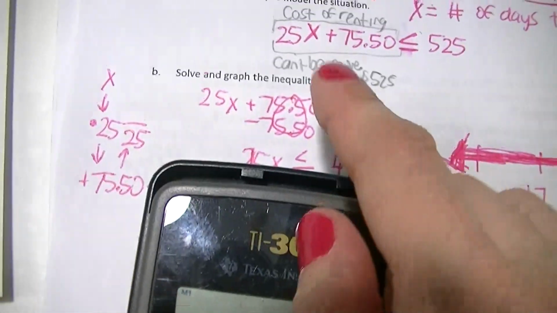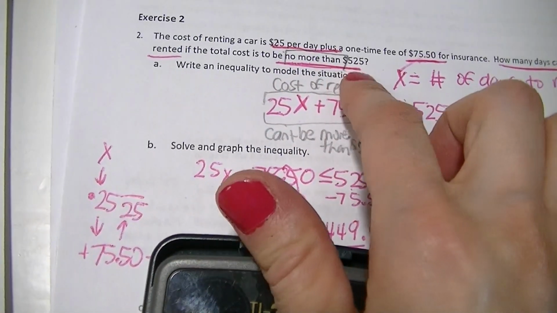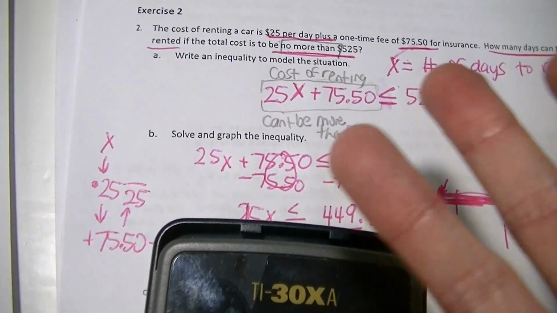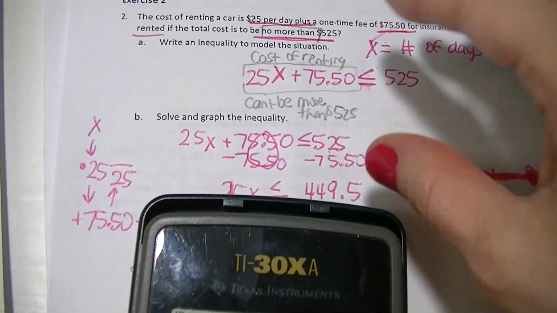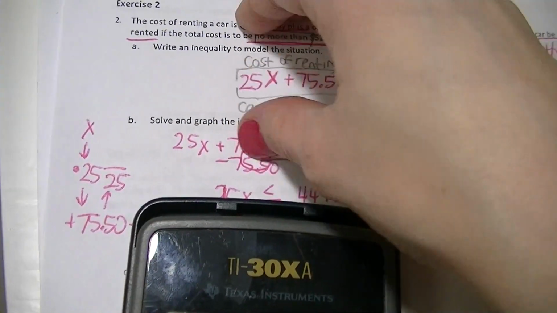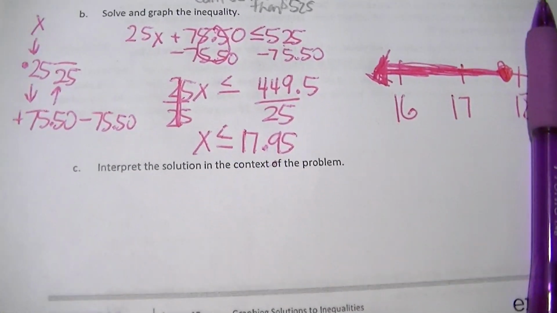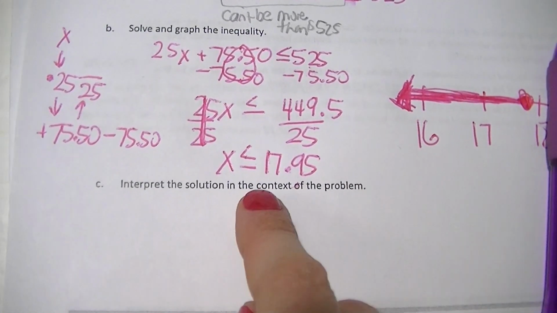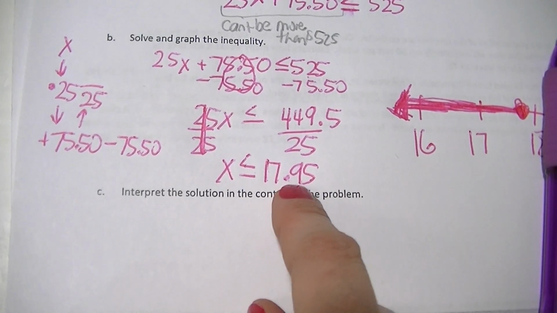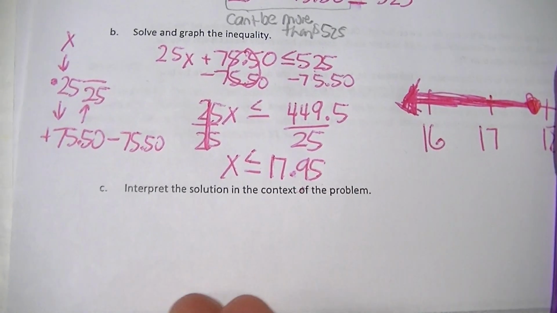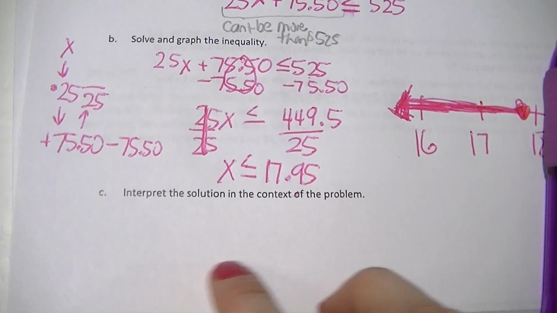And you know, it says specifically no more than $525. Now I know in the real world you might be like, oh, that's no big deal. But you got to stick to the context of the story and obey what they say, basically, okay? So rounding to 18 is a no-go. So since you can't rent a car for 17.95 of a day, how many days would you say that we can rent this? Go ahead and write that down right there.